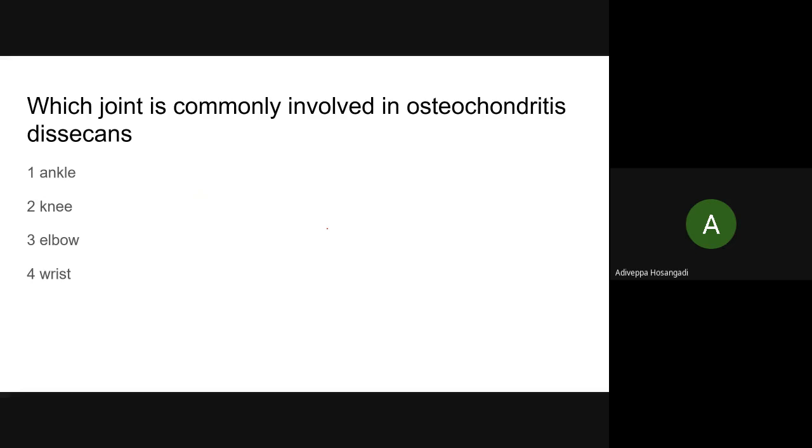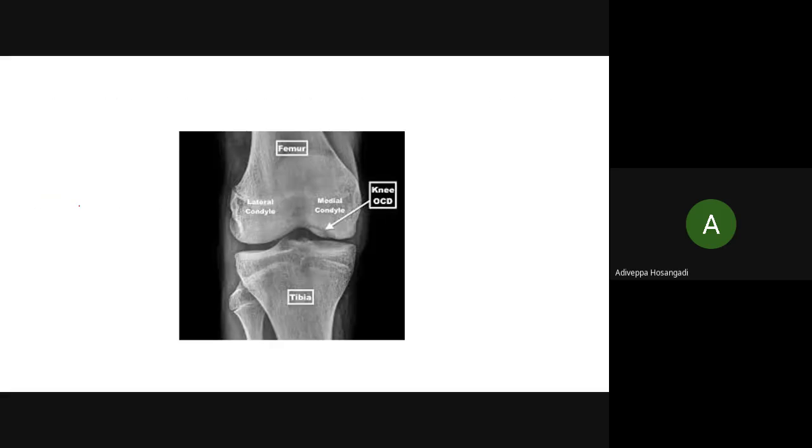Which joint is commonly involved in osteochondritis dissecans? You might find it difficult, but let me answer this question. It is the knee joint. I'll show you a diagram. You will never forget this.